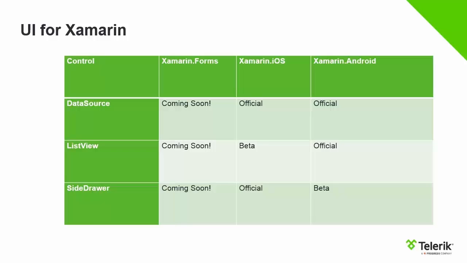Now that we've taken a look at what's included in Q1, let's see where each of them fits in. Right now, we are in the process of bringing data source, list view, and slide drawer to Xamarin.Forms. You'll see that the list view for Xamarin.iOS wrappers is in beta, and with Q1, the slide drawer is in beta for Xamarin.Android. Everything else is official.